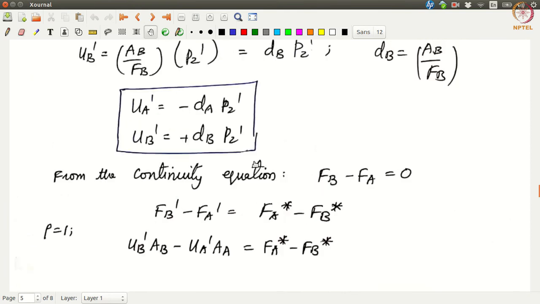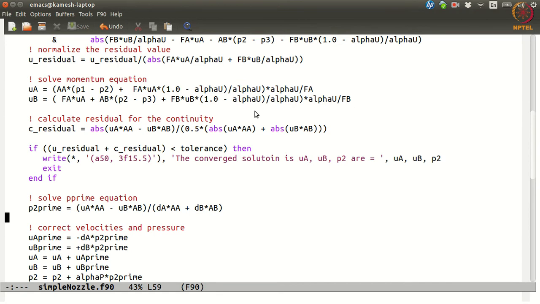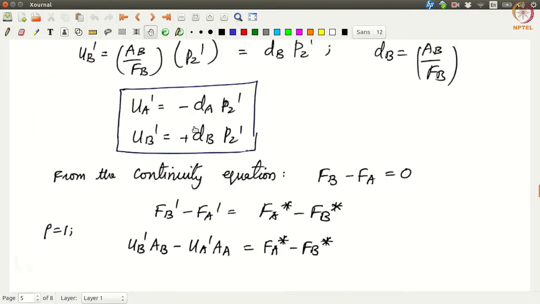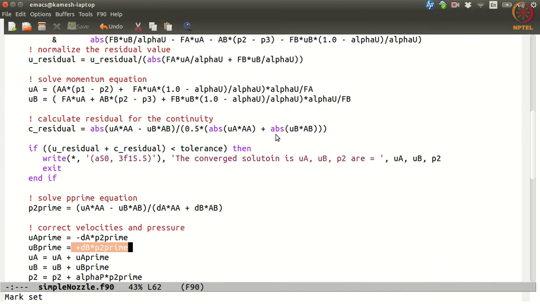Velocity corrections are basically UA prime equals minus dA P2 prime, and UB prime equals plus dB P2 prime, right? That's what we have from here. So we correct the velocities.